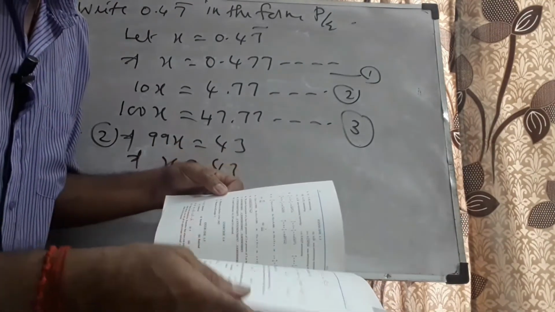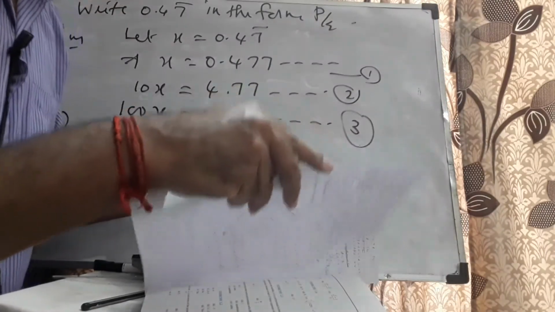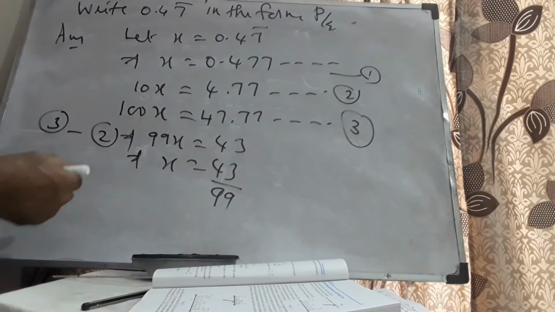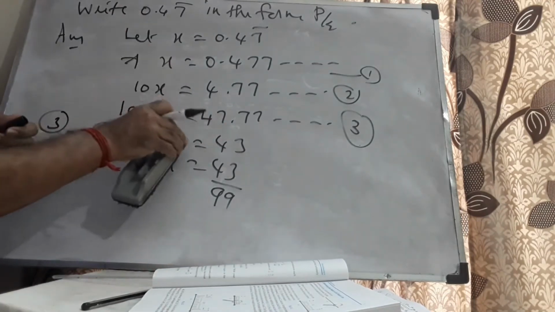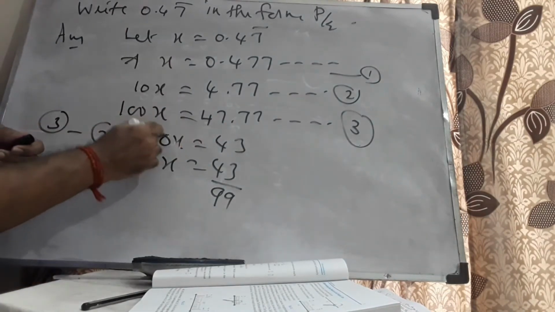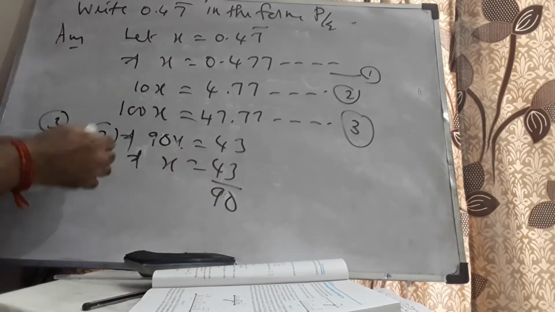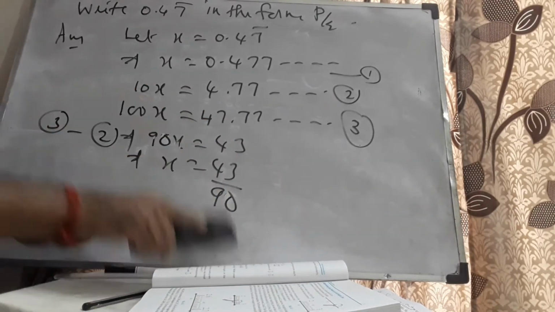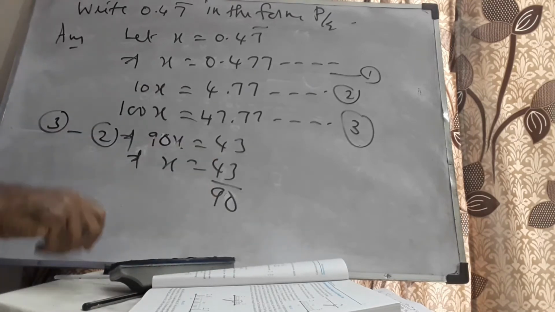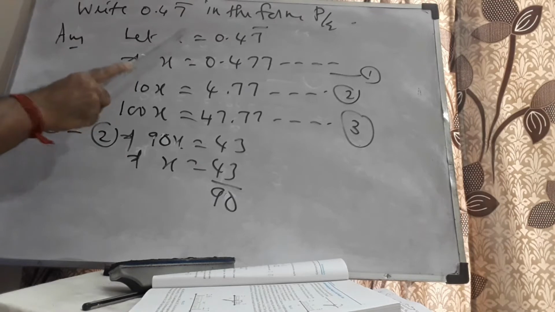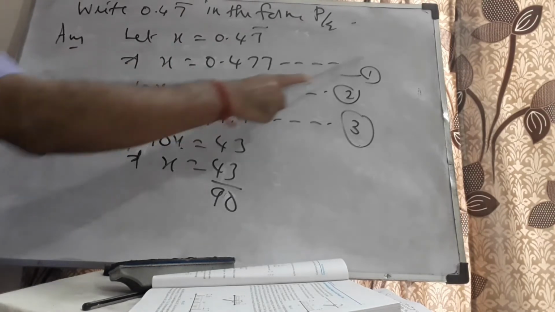I repeat once again. It is 43 by 90. Sorry, I made a mistake here. I subtracted 1 instead of 2 on the LHS. I repeat once again. 0.47 bar. Therefore, x is 0.4777, etc.